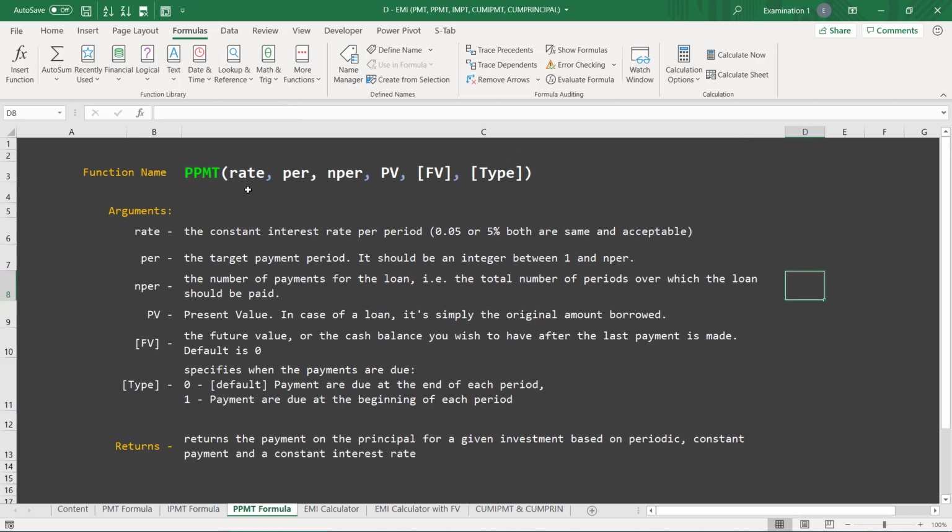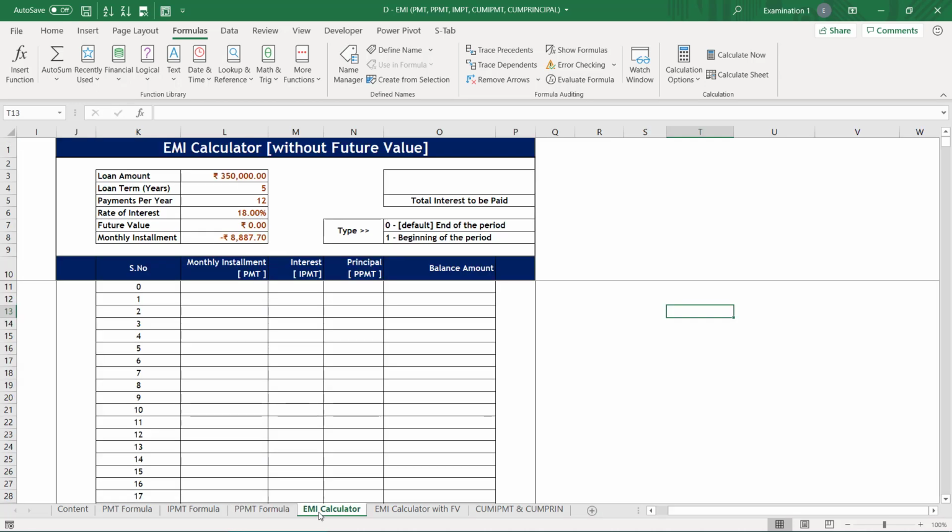Similarly, PPMT has the same arguments as the IPMT formula, and it returns the principal that you are going to pay in a particular period. Now let's take an example.